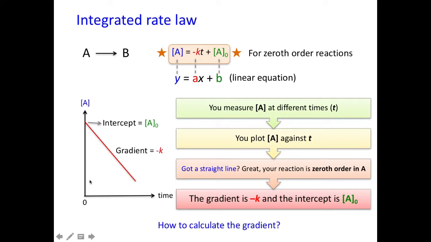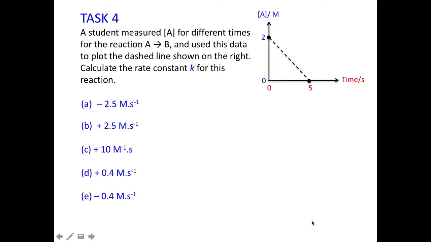So let's do a task. A student measured the concentration of A for different times for the reaction A gives B, and used this data to plot the dashed line shown on the right. So the student has plotted this line. We need now to calculate the rate constant k for this reaction.